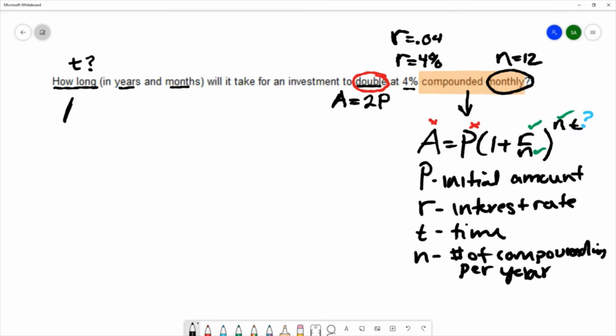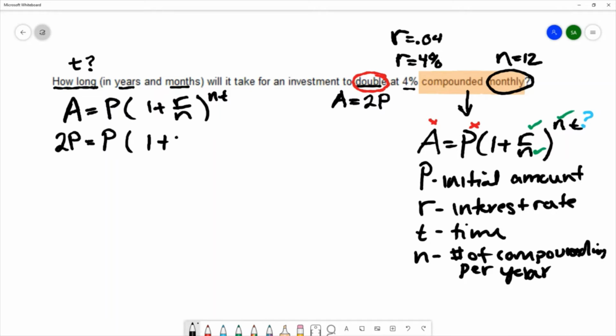So once again, I'll start with my formula, and I'm going to substitute everything I know into it. I'm going to substitute for A that relationship of 2P. P stays P. R is 0.04. N is 12. N is 12. And T is my unknown. So let me simplify what's inside the parentheses there. I need to do 1 plus 0.04 divided by 12.